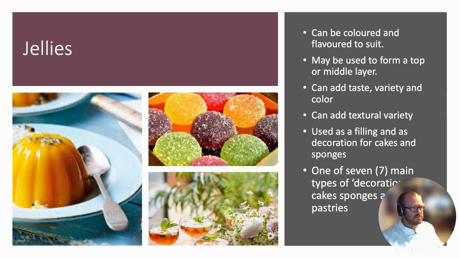Next up is jellies. A couple of different jellies there. It looks like you've got a mango passion fruit jelly. Maybe they're cut out and put into drinks. Maybe they're turned into pâte de fruits, just like the picture up the top there. They could be used to form a top or a middle layer. Maybe they're there for color, texture, or taste. They are one of seven main types of decorations for cakes, sponges, and pastries.